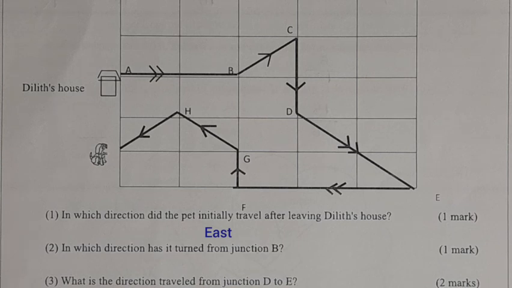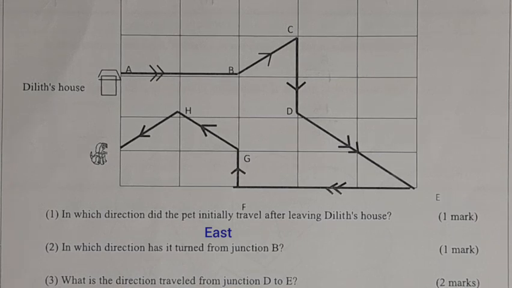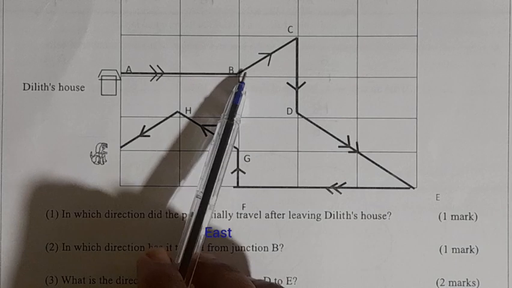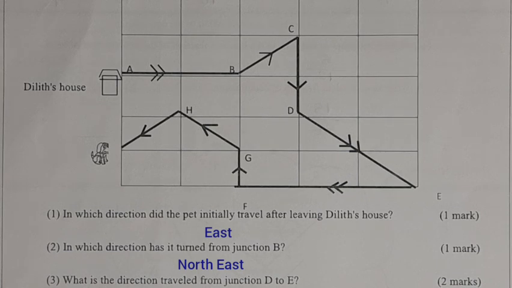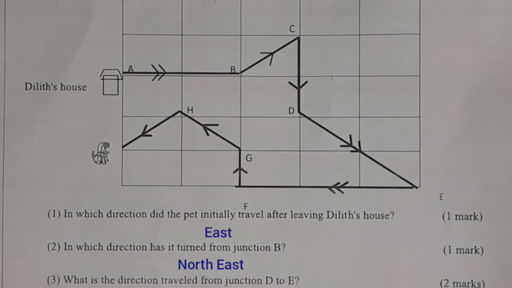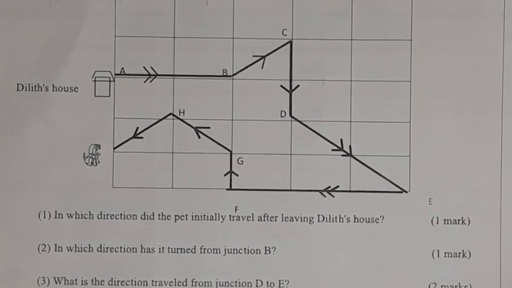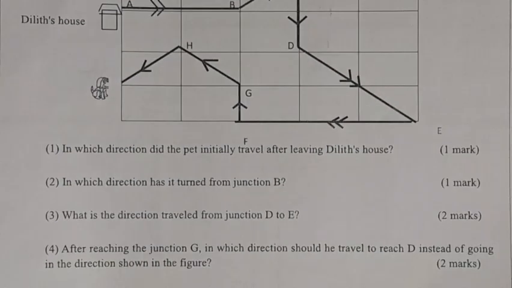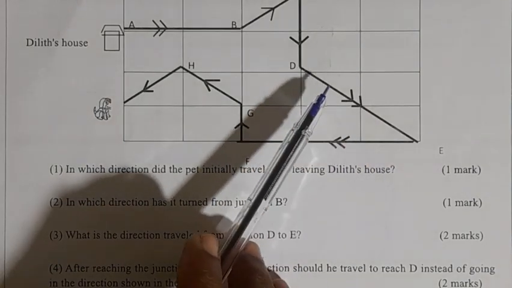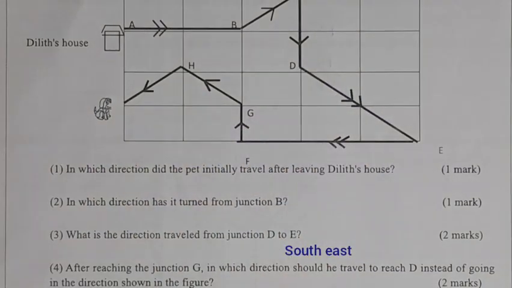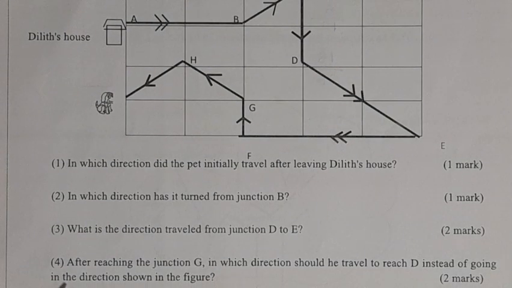Then number 2. In which direction has it turned from junction B? From B to C, northeast direction. For the second one, the answer is northeast. Then third one. What is the direction traveled from junction D to E? D to E means this direction. That is southeast.